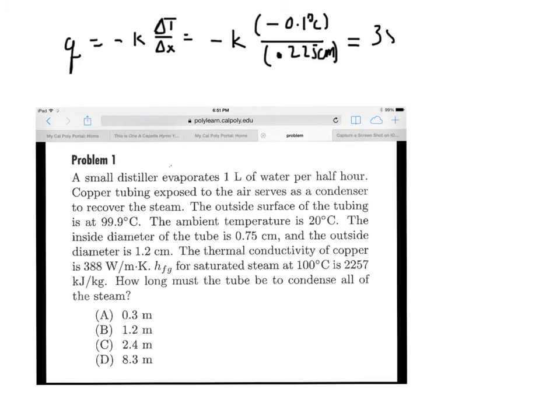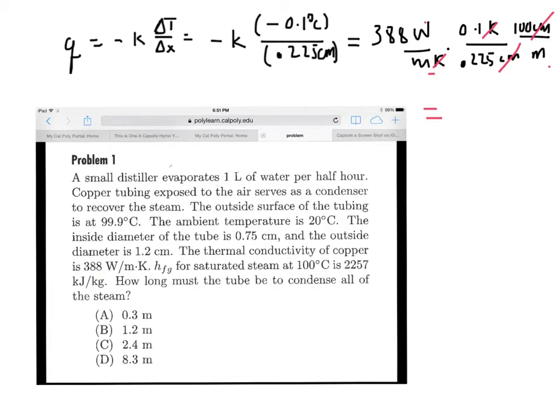So it's 388 watts per meter Kelvin times 0.1 degrees C, which is the same as 0.1 Kelvin, and the distance is 0.225 centimeters times 100 centimeters in a meter. So what that does for us is, we get this canceled, we get this canceled. So we should have watts per meter squared. And so what do we have here? Just quickly, 0.1 times 100 is going to be 10. 10 times 388, so we have 3880 divided by 0.225 watts per meter squared.